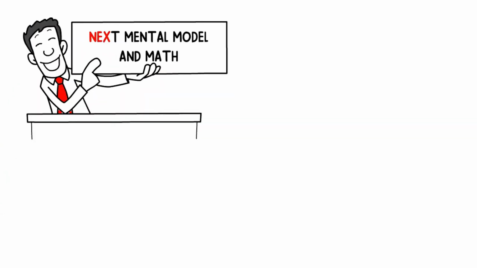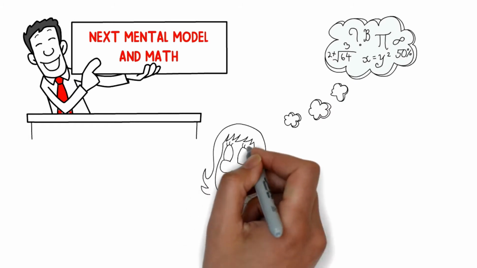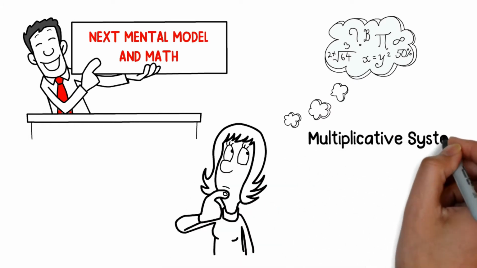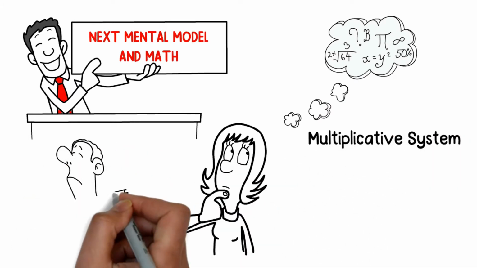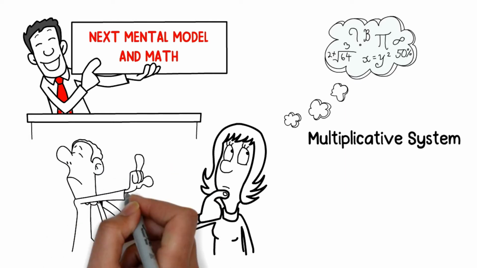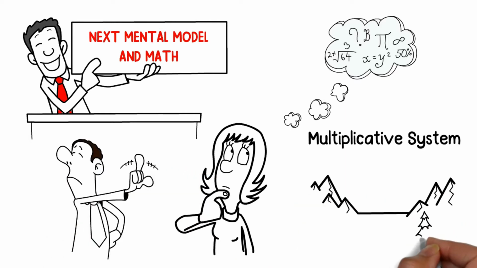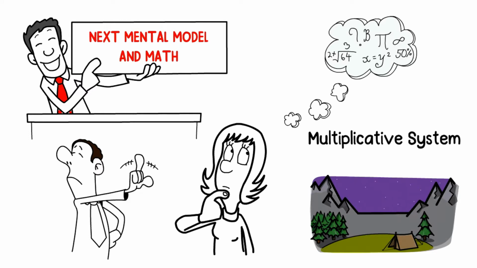Let's talk about our next mental model in math. Math, like life, is a multiplicative system, and nowhere is this better summed up than in this little parable. Two campers were sitting in a tent at night.